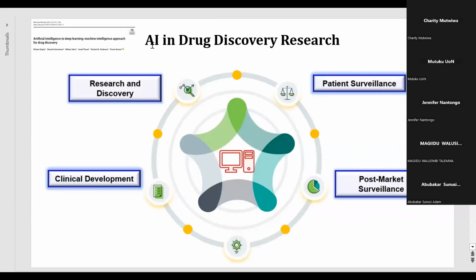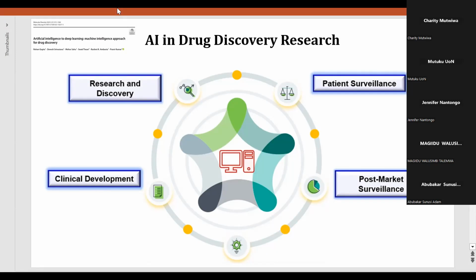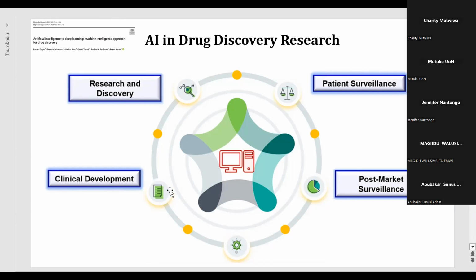Now, if we look at the use of artificial intelligence in drug discovery research, first, it is used in the research and discovery of different metabolites or different proteins that have antimicrobial activity. It is also used in clinical development. Clinical development is when a metabolite or a drug undergoes a clinical trial, and then you have to decide whether the drug is good or bad. A machine is able to interpret that. So that is artificial intelligence in clinical development.